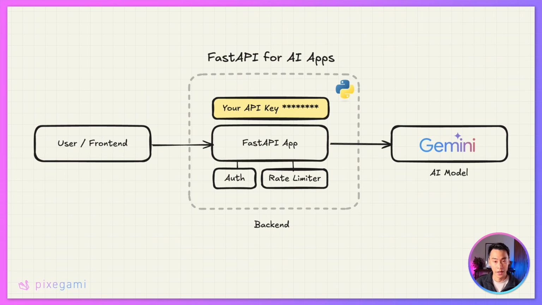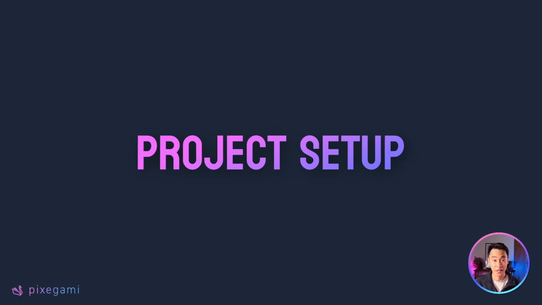Finally, as part of the backend, we'll also implement a rate limiter to prevent users from sending too many requests. Because we are the ones paying for this API key, we'll want a lot of control over the amount of traffic we can let through, both globally and also per authenticated user. Okay, now let's move on to setting up the project.